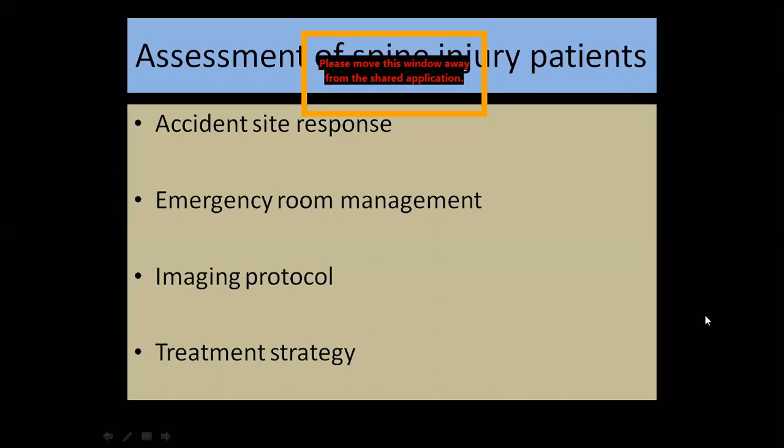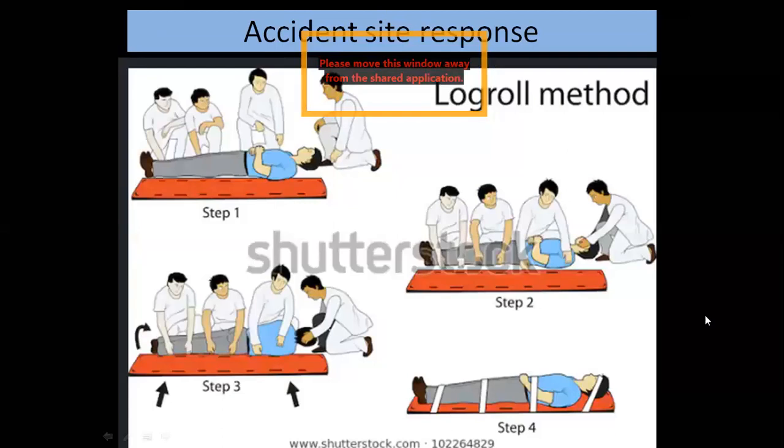Anyway, you are not going to be there at the accident site, but you should teach the ambulance drivers and technicians of your hospital so that they can manage these patients appropriately at the accident site. Whenever there is a patient lying down with a spine injury, he will be either complaining of neck pain or back pain, or weakness of the upper limb or lower limb, or the patient might be unconscious. Any unconscious patient following a road traffic accident, you should think that the patient has a head injury along with the spinal injury. You should think like that, and manage the patient appropriately.